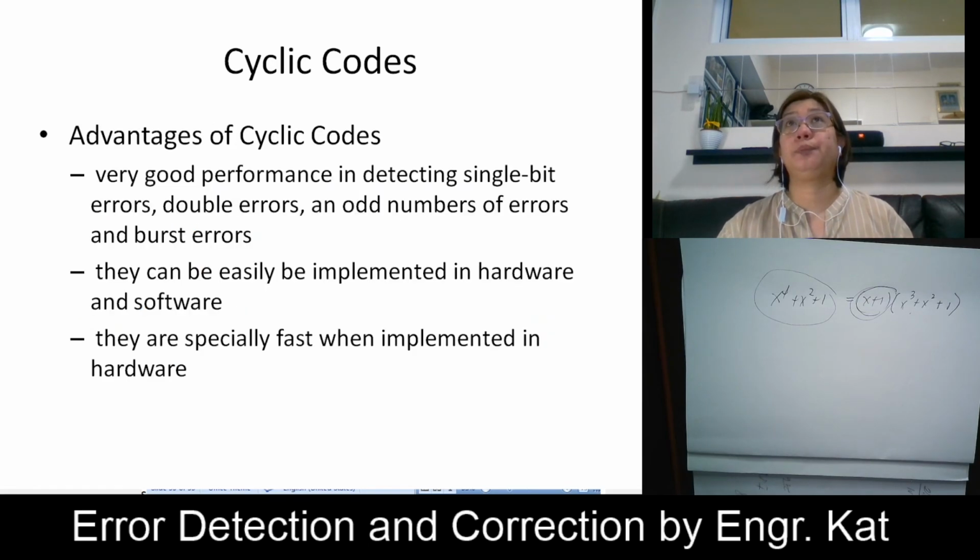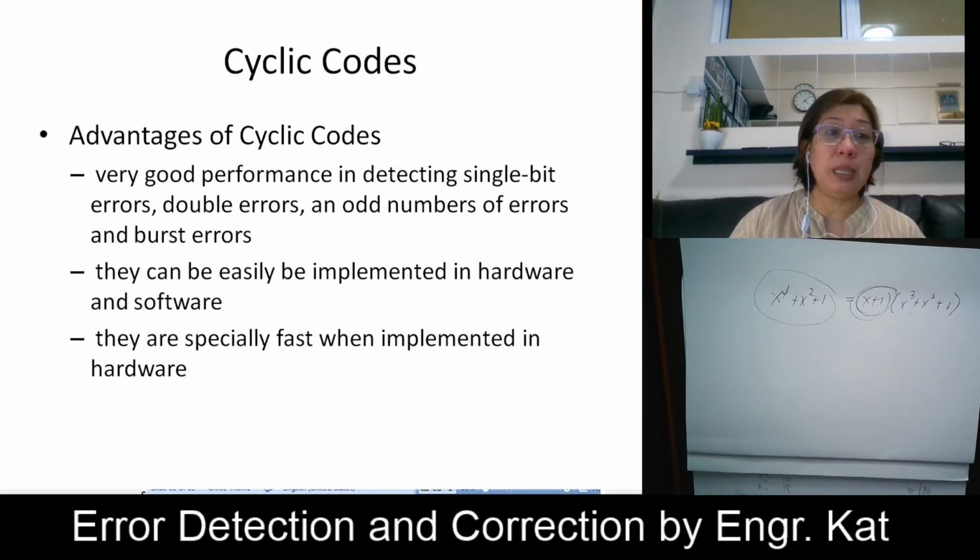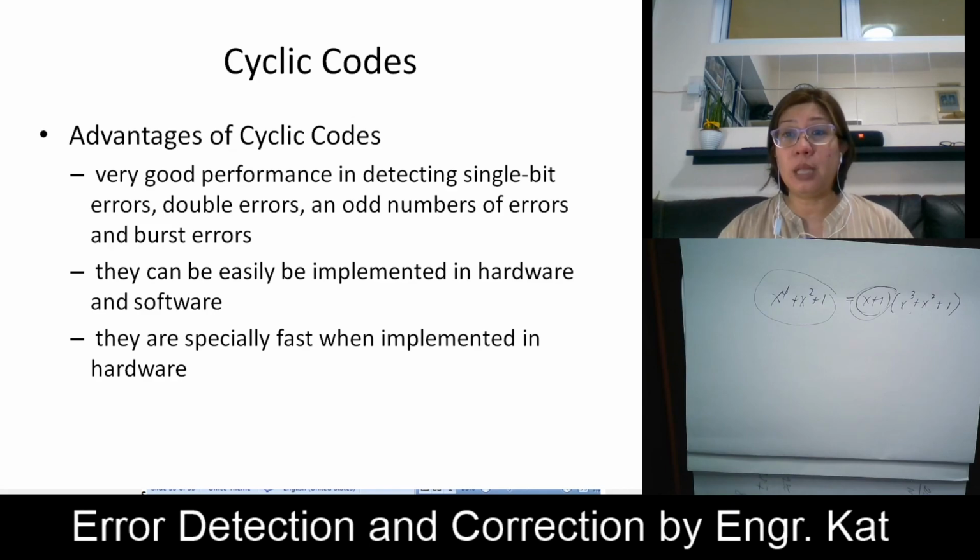So what are the advantages of cyclic codes? We have here different advantages of cyclic codes. We have a very good performance in detecting different types of errors: single bit errors, double errors, odd numbers of errors and burst errors. They can easily be implemented in hardware and software, and they are especially fast when implemented in hardware. This has made cyclic codes a very good candidate for many networks.